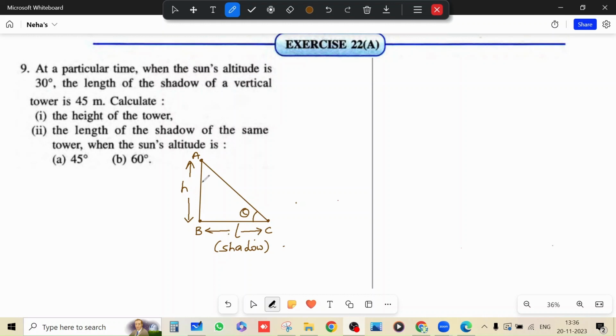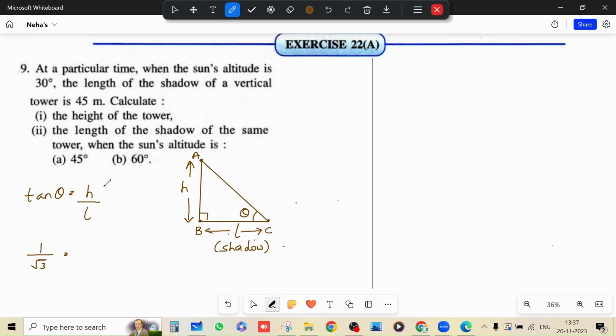So let us consider that AB is the tower and H is the height of the tower. BC is the length of the shadow, and the angle of the sun's altitude that is getting formed along with the ground is theta. For the first part, we have to first calculate the height. In triangle ABC, the value of tan theta is equal to H upon L. So tan theta here in the first case is 30 degrees, which is equal to 1 by root 3.